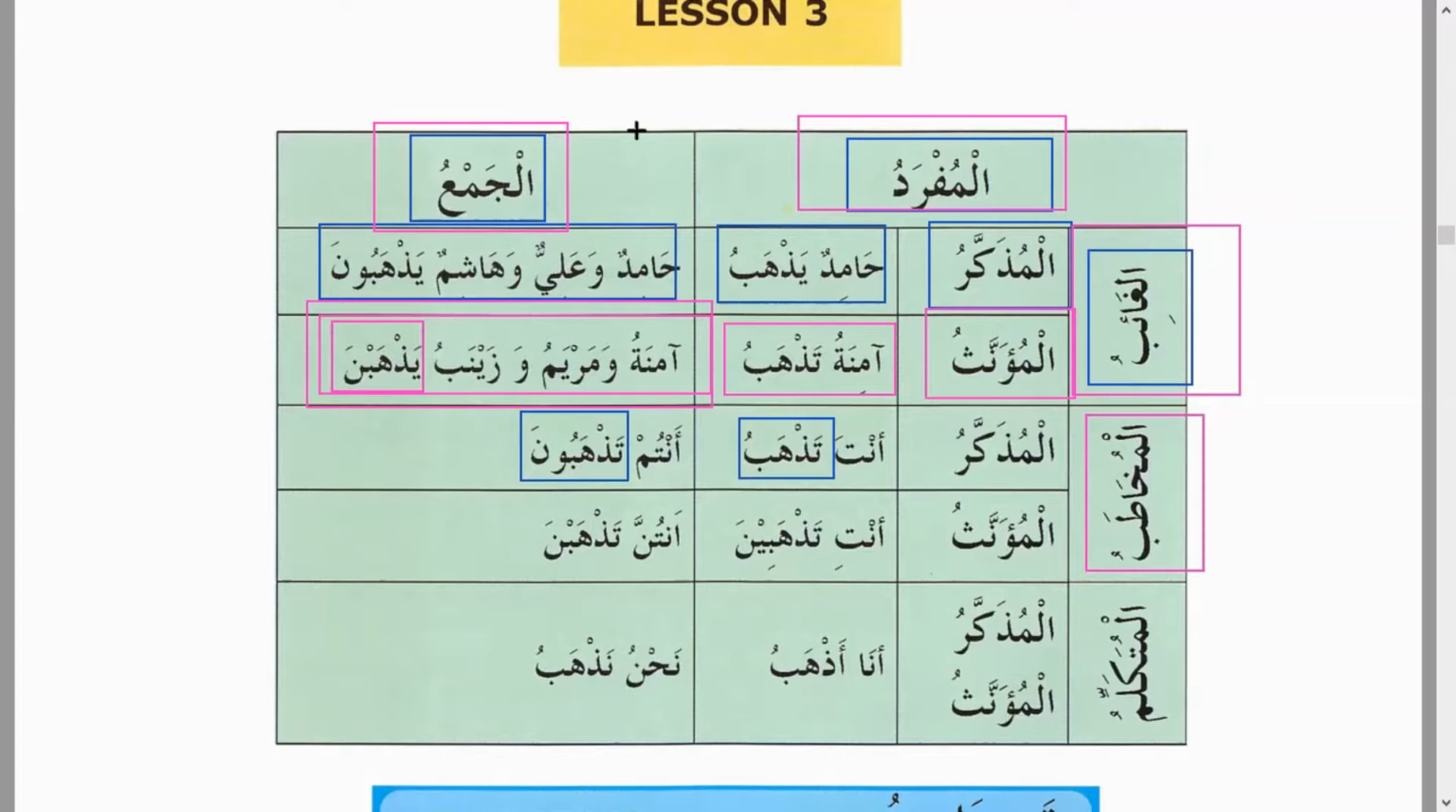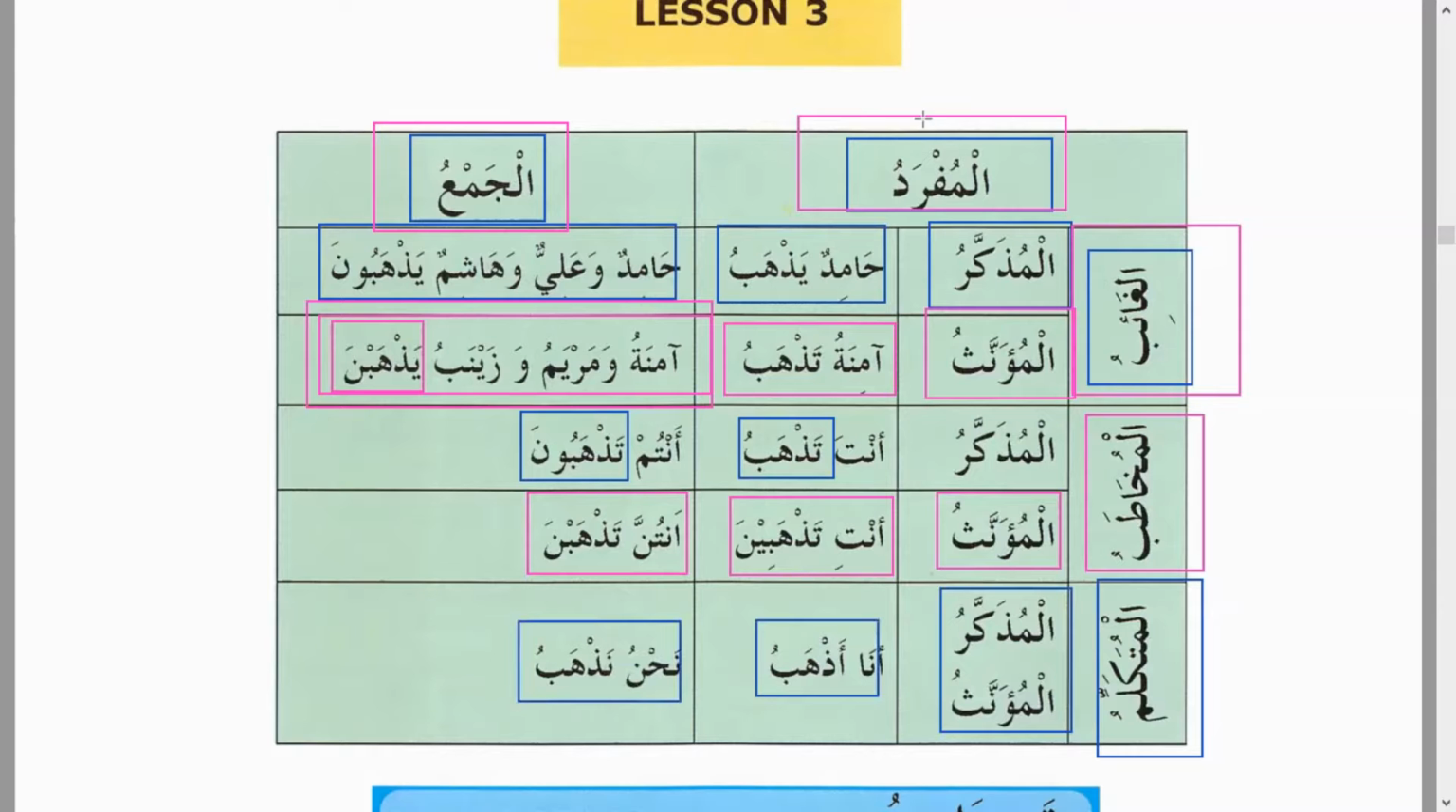And mu'annath, feminine: anti tazhabina. Whenever you are speaking to a female person, this ina should come. Instead of tazhabu, we say tazhabina. And antunna tazhabna, the same as yazhabna, but with a ta here. Then mutakallim is very easy. Ana, both masculine and feminine are the same: ana azhabu, nahnu nazhabu. So this should be easy now.